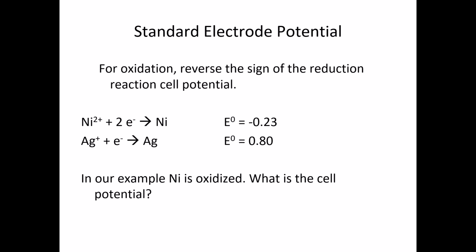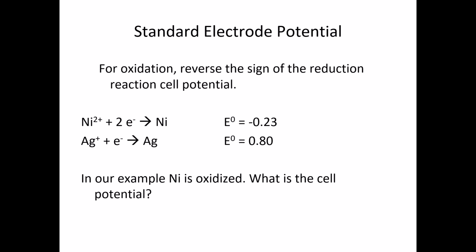So if we look at 2 half reactions we want to put together for a voltaic cell, we pick out the 2 that we're interested in. So in this case, I have nickel 2 plus, adding 2 electrons to create solid nickel, and silver plus, picking up an electron to form silver solid. And these are the 2 values from the table. So nickel is negative, meaning it doesn't want to be reduced, it would rather be oxidized. And silver is positive, meaning it likes to be reduced.